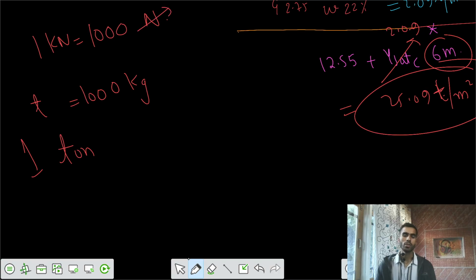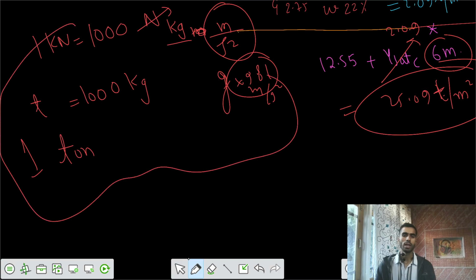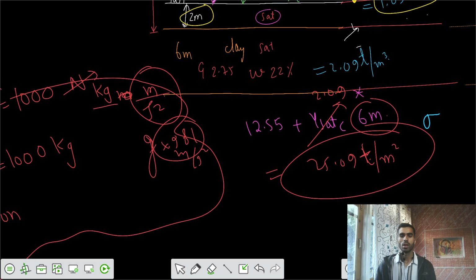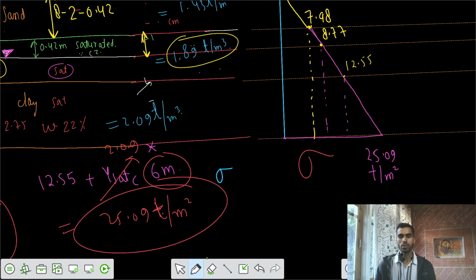Your newton is actually kg meter per second square. So that means we have to multiply here by the value of g, 9.81 meter per second square. So you can see all that stuff. We would go for n number of problems and you can understand what's happening here. Okay. So we got that total stress distribution diagram.